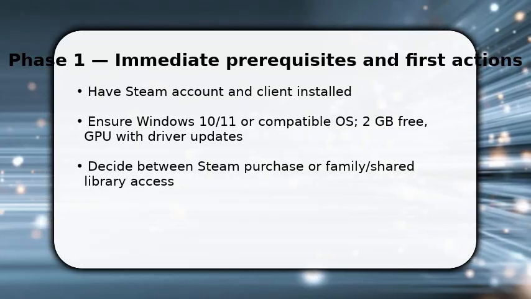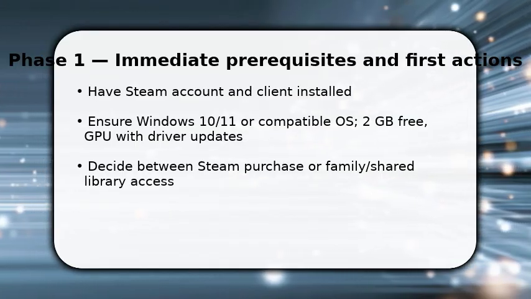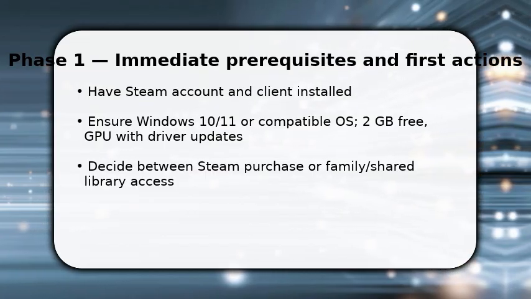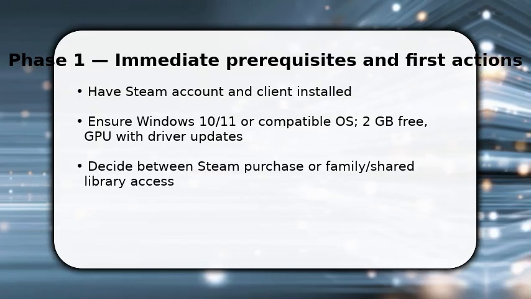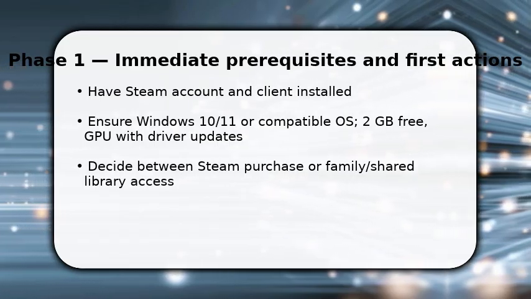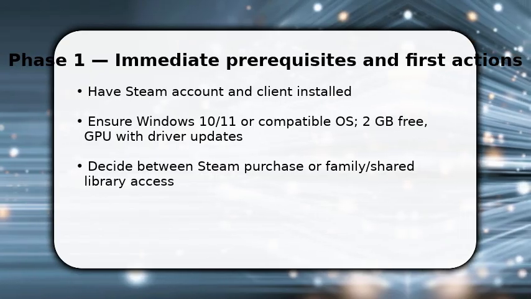You start by preparing essentials. Sign into Steam on the PC you plan to use and confirm your OS is supported. Once done, update your GPU drivers and free at least 2 GB of disk space so the installer runs smoothly. Make sure you have purchase funds or access via a shared Steam library. This avoids interruptions during download.